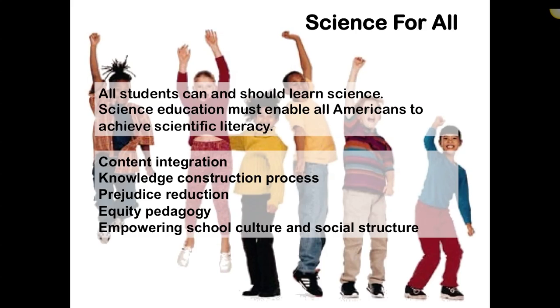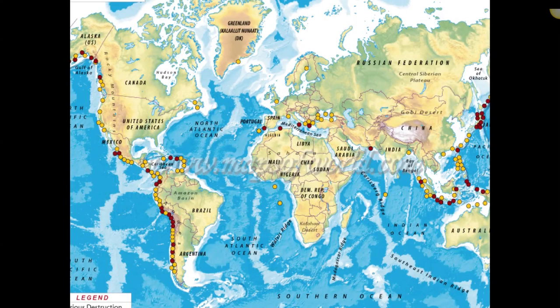Okay. And then empower school culture and social structure. So try to know everyone's culture, everyone's social structure. When you understand them, you can make your science lesson more effective, more fun. Okay. So that's an additional way to do your multicultural diverse science lesson.